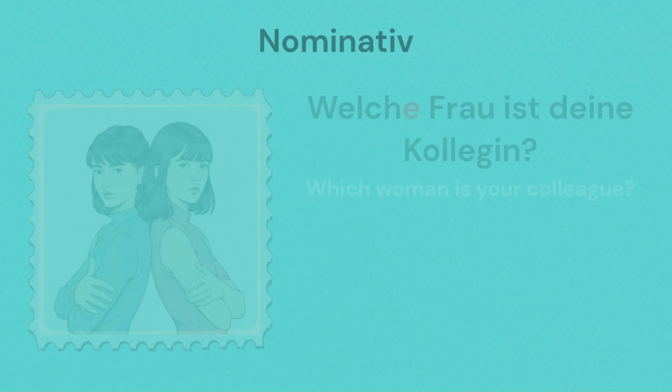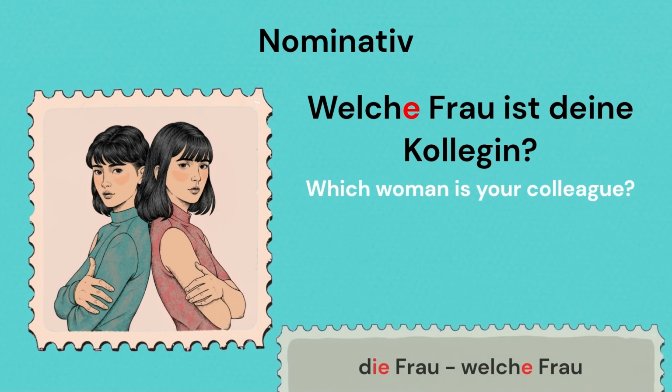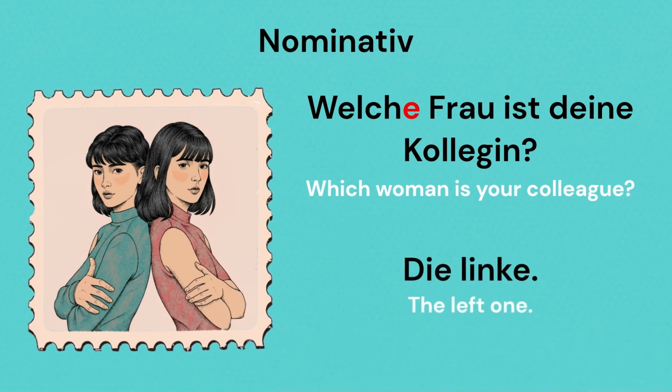Now let's look at the feminine article. If you know the feminine article in all cases, then this should be very easy for you. Let's look at the first one in nominative. Welche Frau ist deine Kollegin? The article for Frau is die. In this case, welche takes only the e from die. And here's the answer. Die linke.